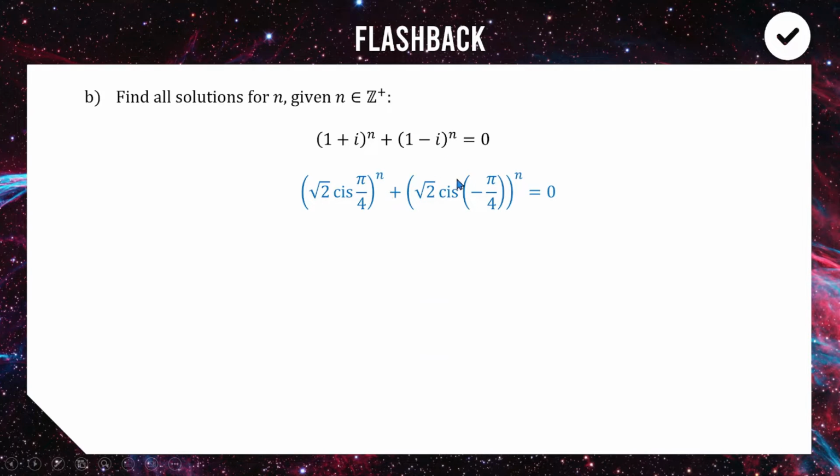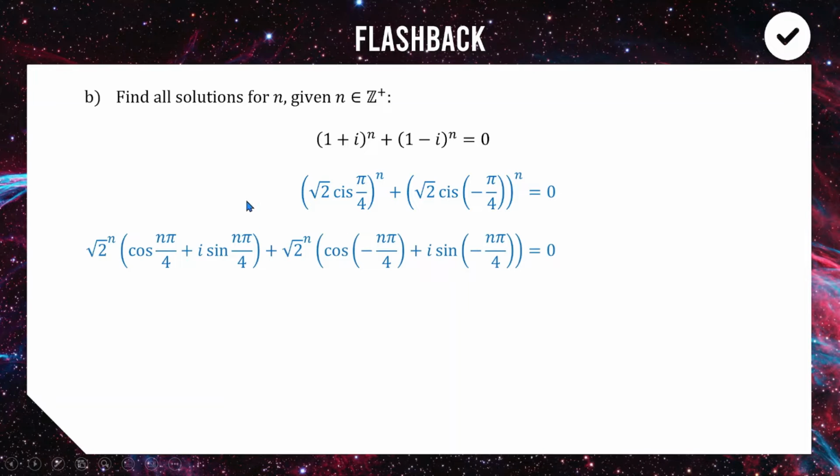Now raised to the power of n, using de Moivre's theorem, we're going to apply the power of n to the root 2, and we're going to multiply the argument by n, which looks like this, all expanded out. And now for this, we can use the fact that because cosine is an even function, it doesn't care about the negative, and this is the same thing as cos of n pi on 4. And because sine is an odd function, we can pull the negative out the front and have this as minus i sine n pi on 4. Expanding all that looks like this.